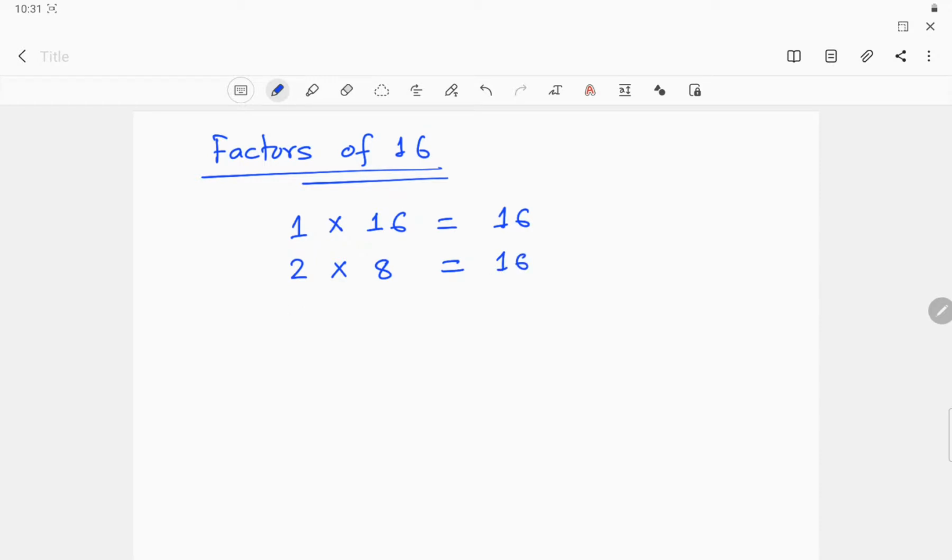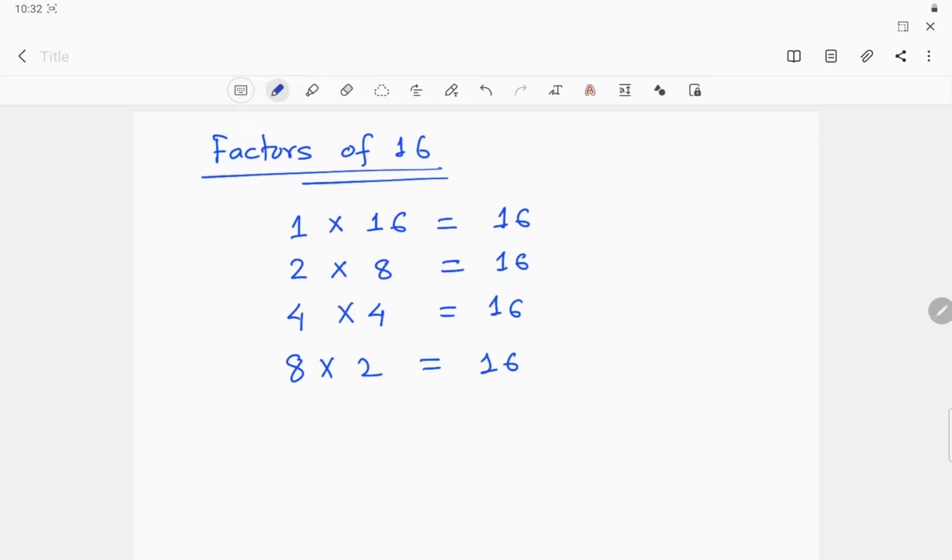Now you tell me, is 16 a multiple of 3? No. That means if you multiply 3 by any number, you don't get 16. So 16 is not a multiple of 3. Similarly, 4 fours are 16. 16 is not a multiple of 5. Similarly, 16 is not a multiple of 6. 16 is not a multiple of 7. Yes, 8 twos are 16.